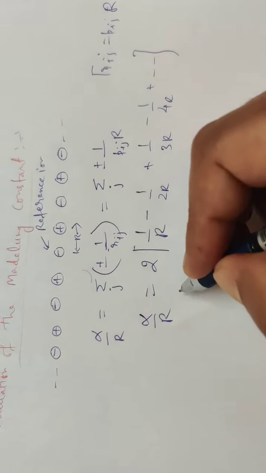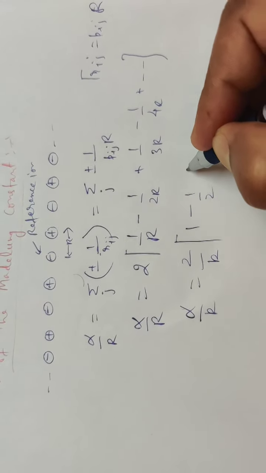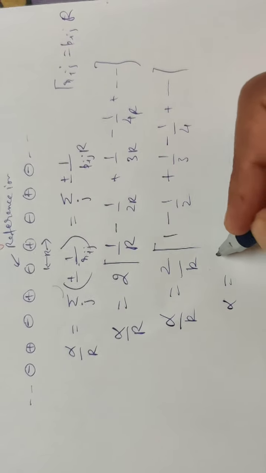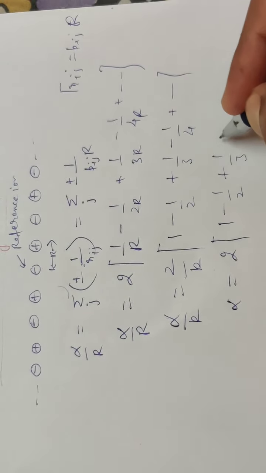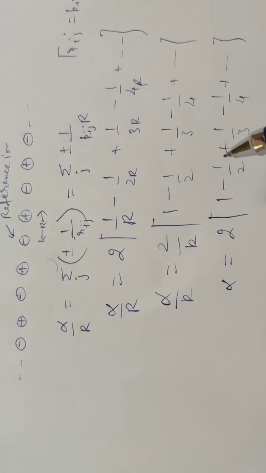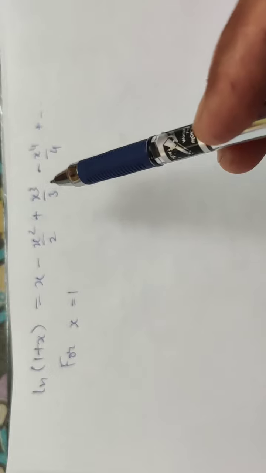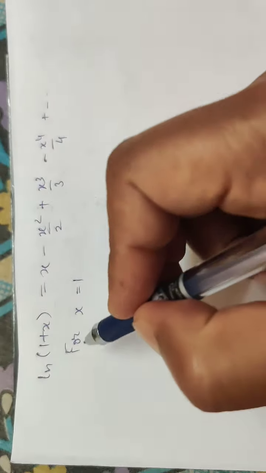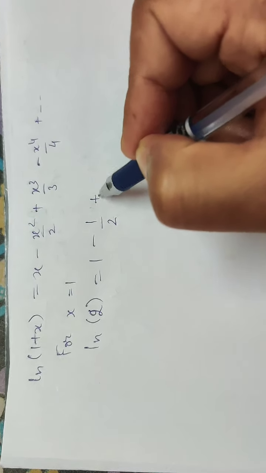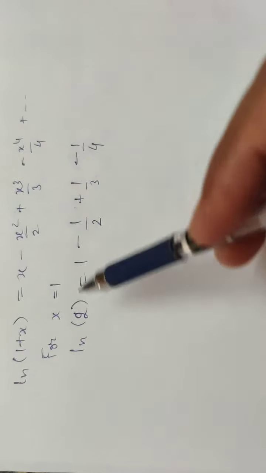So now, taking r common, it's 2 upon r into 1 minus 1 by 2 plus 1 by 3 minus 1 by 4 plus and so on. So r cancels, and this will be 2 into the series 1 minus 1 by 2 plus 1 by 3 minus 1 by 4 plus and so on. This series is analogous to a particular series in mathematics. Since we know that natural log of 1 plus x is equal to x minus x square upon 2 plus x cube upon 3 minus x to the 4 upon 4 plus and so on, put x equal to 1, so this will become natural log 2, which is 1 minus 1 by 2 plus 1 by 3 minus 1 by 4. So the series we have calculated is equal to natural log 2.